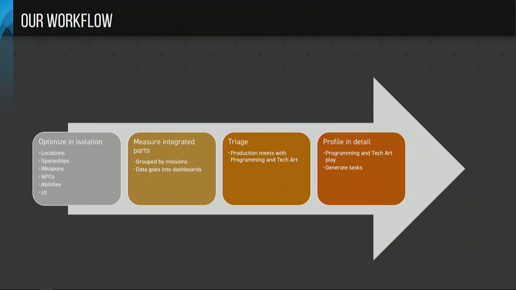Which would then be the next step: profile in detail, find out what the actual performance issues are for a given mission, and what needs to be done in order to improve this. Based on that, we would be able to generate tasks and then just simply execute these tasks, right? Optimize. Should be simple then, hopefully.